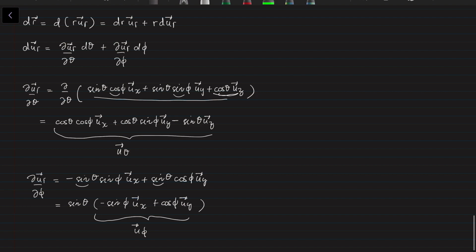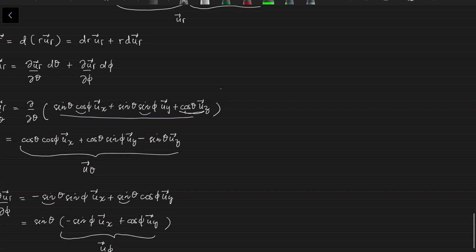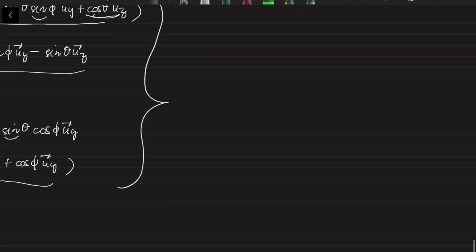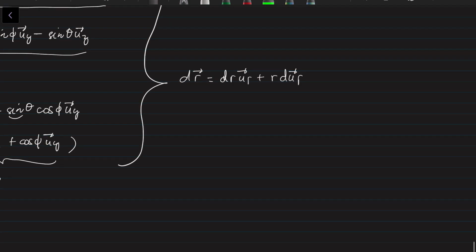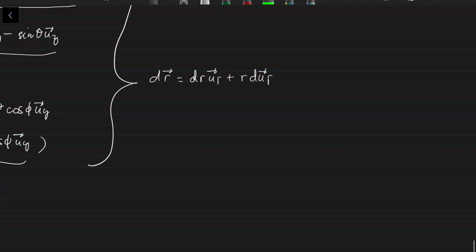Now let's put all of this together. We said that dr, the differential displacement vector, was equal to dr times ur plus r dur. And our dur is just dur by d theta times d theta, so that's going to be equal to d theta u theta plus sine theta d phi u phi. This is my dur.